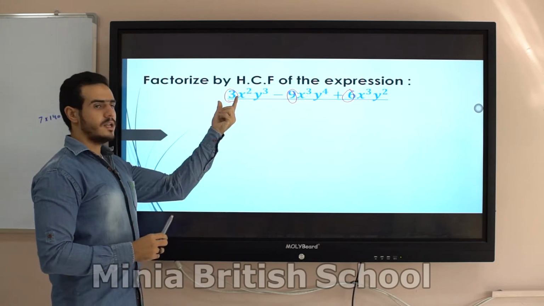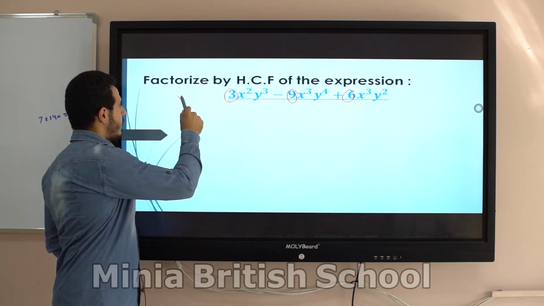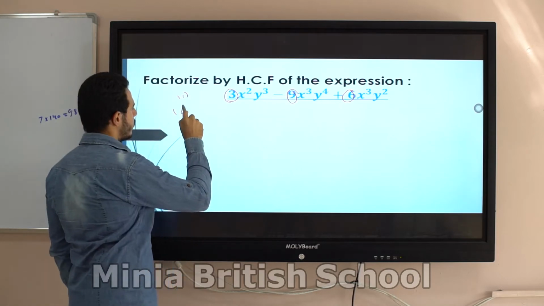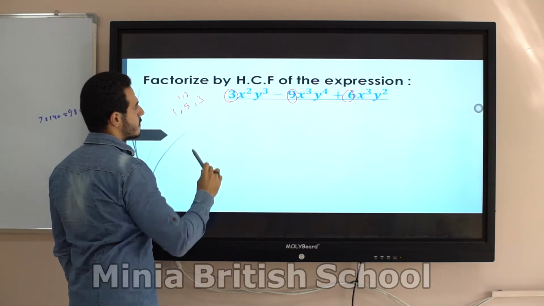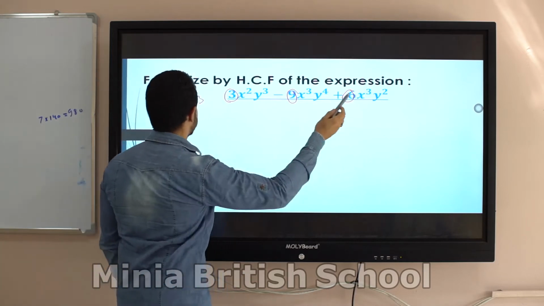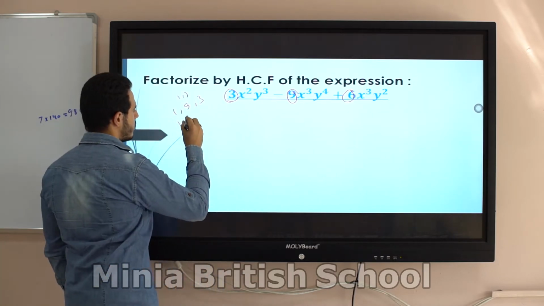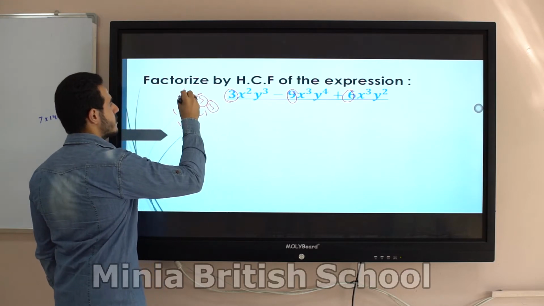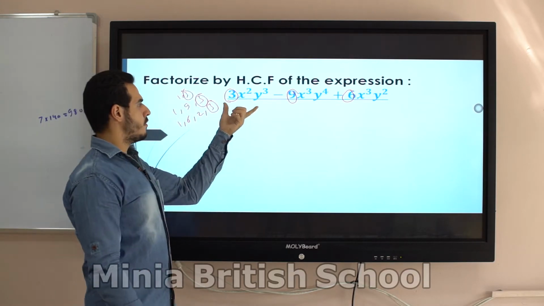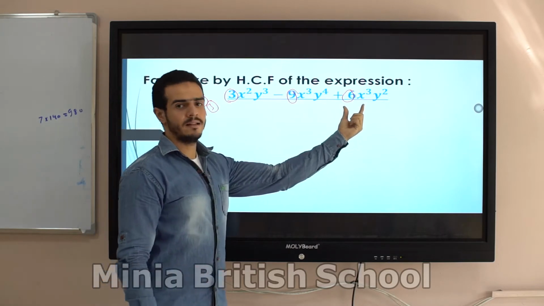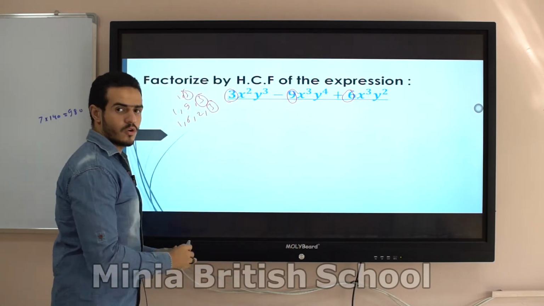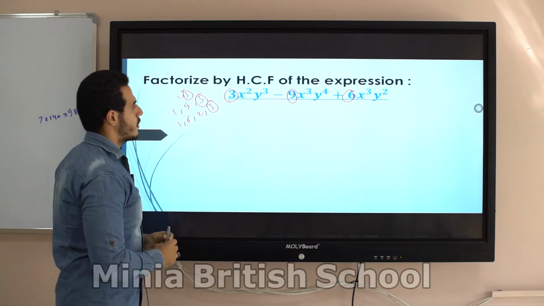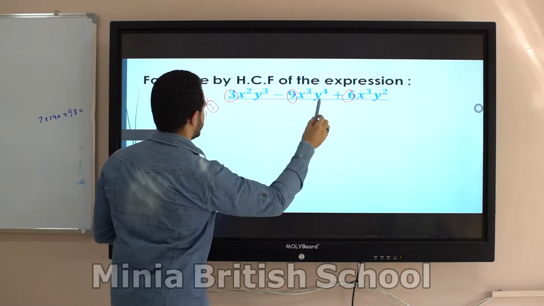Okay, 3, its factors 1 and 3. 9, its factors 1, 9, and 3. 6, its factors 1, 6, 2, 3. Look to this. 3 is a common factor between 3 and 9 and 6. And not only a common factor, it's the highest common factor, HCF. Okay, so I will take from coefficients 3.